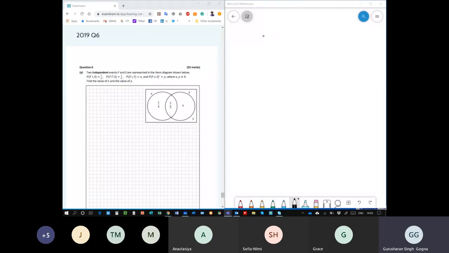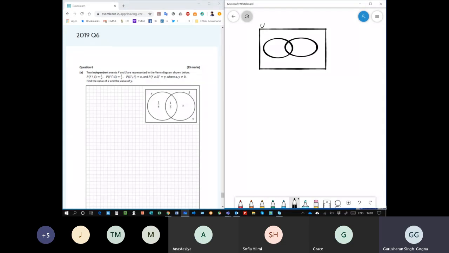Okay, so in the case of a Venn diagram, the rectangle represents the universal set. Then you have sets, which are represented by a circle. Let's say this is set A, this is set B. What we define as this region here is called the intersection. So this represents A intersection B. Intersection means common.